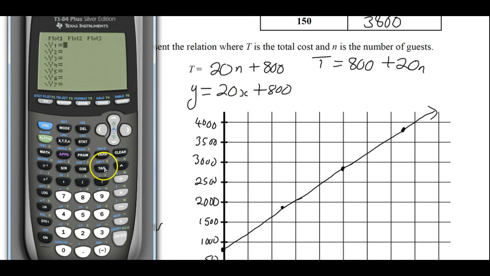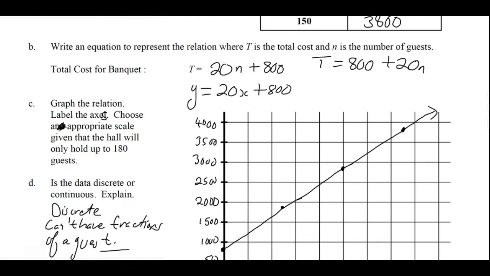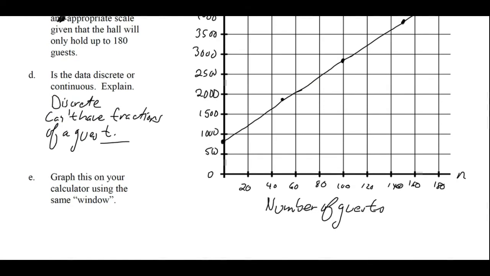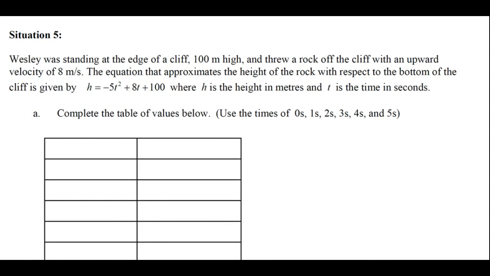We go to y equals. We're going to put this in. 20x plus 800. Hit graph. And there it is. There's our graph. This will be 800 here, and that's climbing up. We went as far as 180, so this will be the amount for 180. I did extend this up just a little bit, and I did scale a titch differently, but it's pretty much the same window.